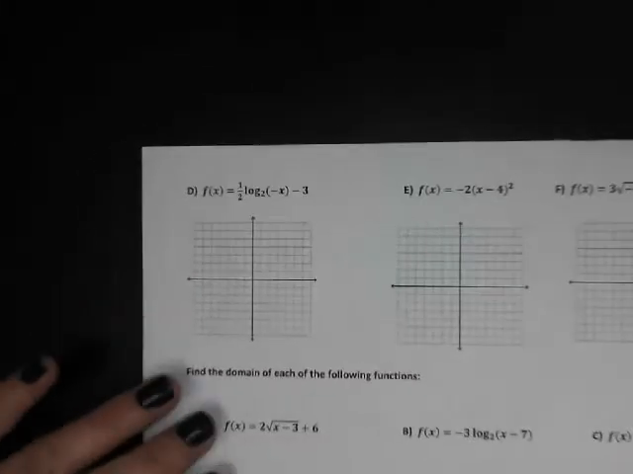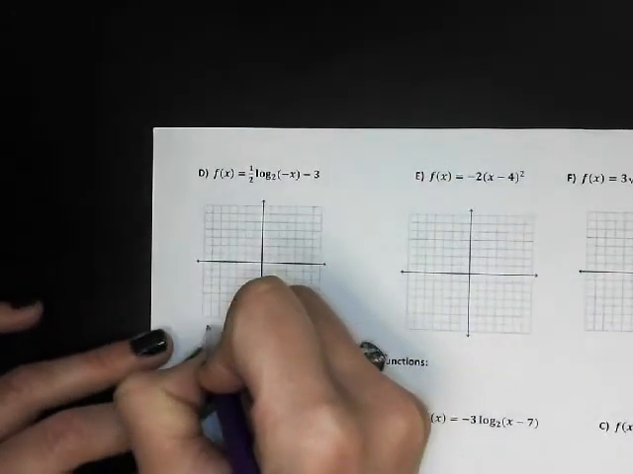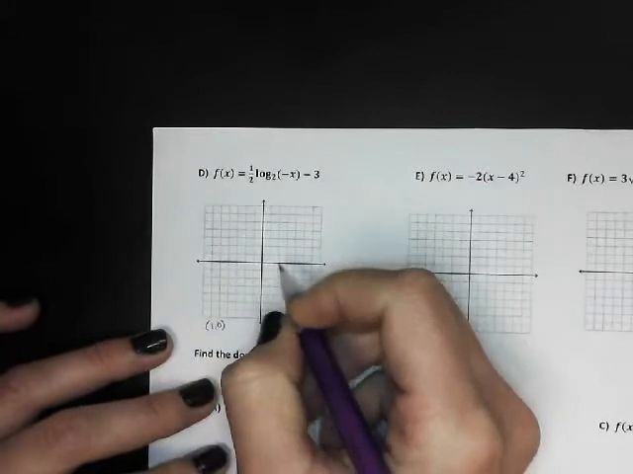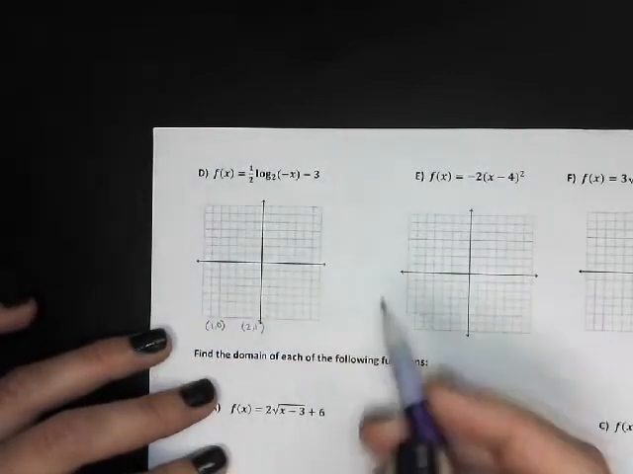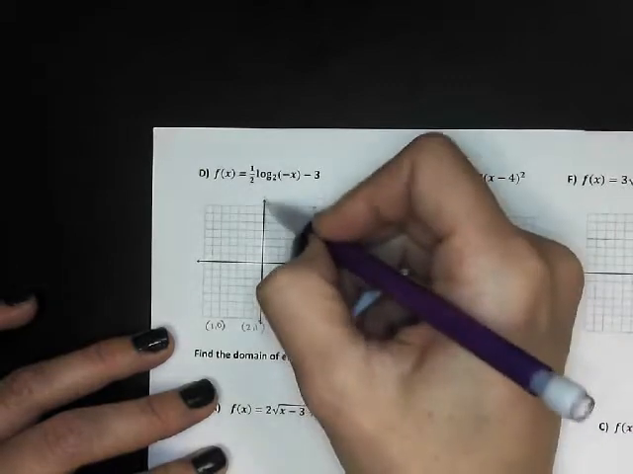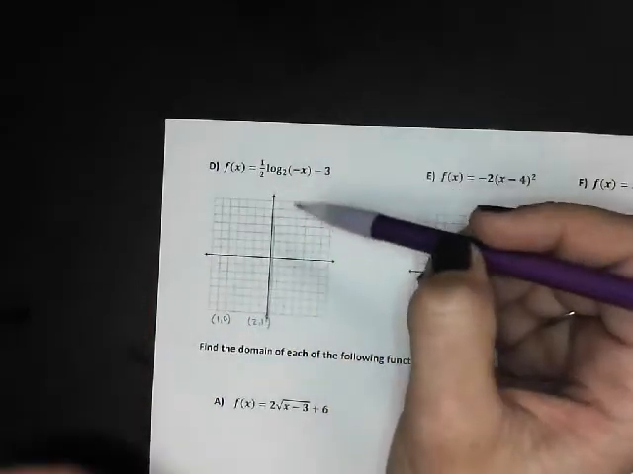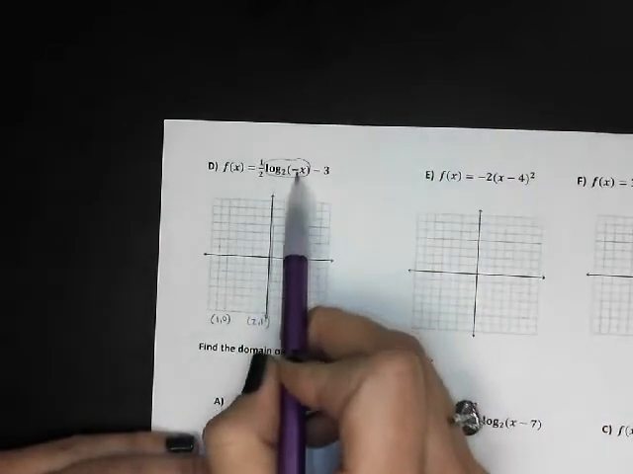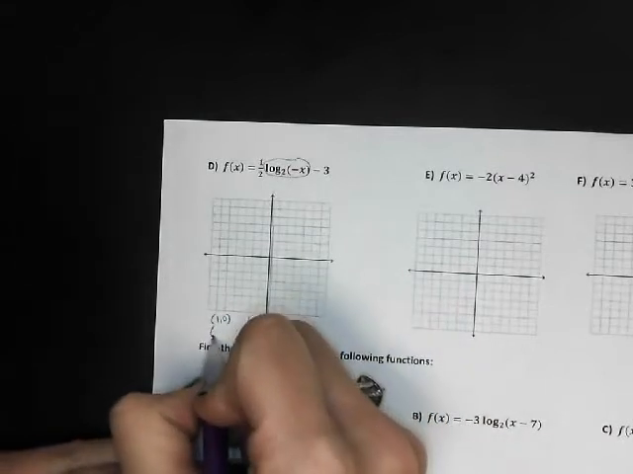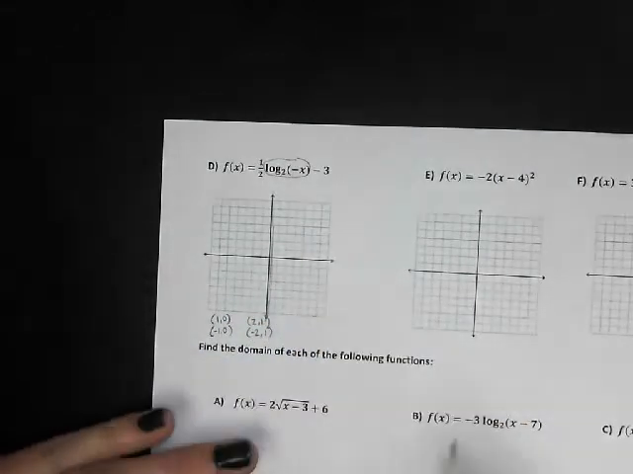Got a couple more of these on the back. Your log parent graph. Again, your critical points are (1, 0) and (b, 1), which is (2, 1). And we have an asymptote on the y-axis, which is going to move, so I'm not going to do it too dark. First transformation, horizontal flip, the negative. So this is going to become (-1, 0). This is going to become (-2, 1).